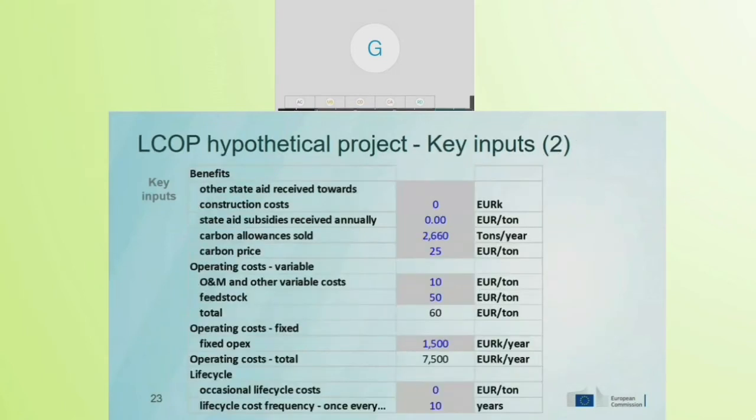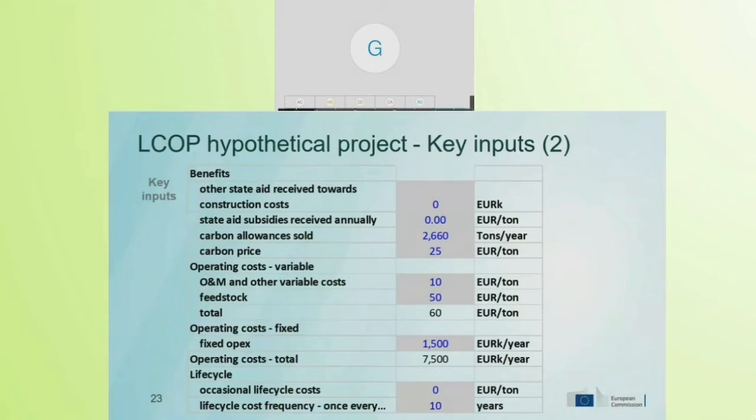And here we look at, do we receive any operational benefits, any public support or any other benefits? Here, the only benefit is the amount of carbon allowances sold. Here we have a figure in, it's not the correct figure for the carbon price as it stands today, but just for purposes of example, we've put in 25 there. Then we input the operating costs, O&M and other variable costs over time, and that is at today's price. Then those in the calculation are escalated according to the indexation. Then we have a feedstock price, again, a variable cost, and we come to a total. We might have some fixed overheads associated with that, and that's fixed per year. And then we have operating costs in total based on the model forecast, which will give us an amount per year.